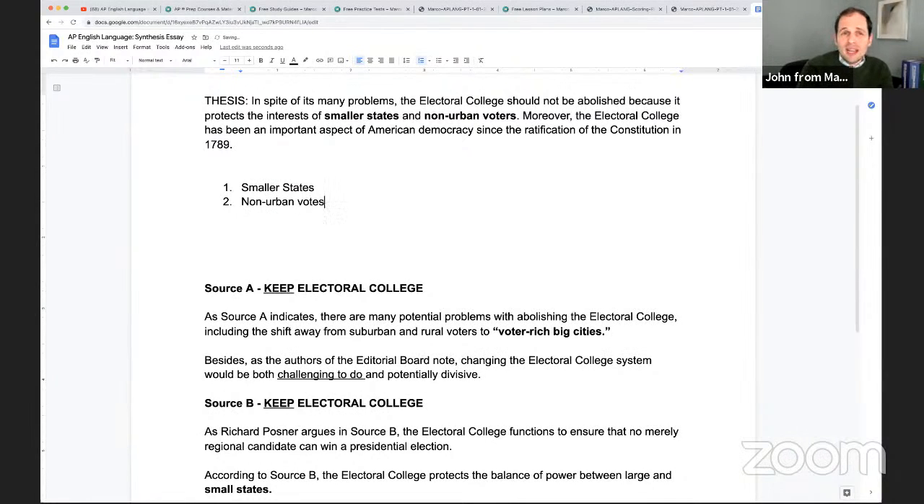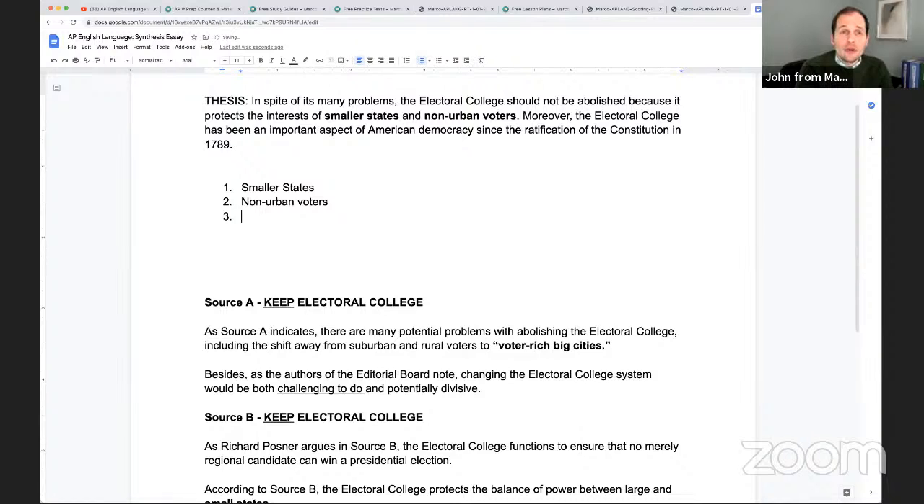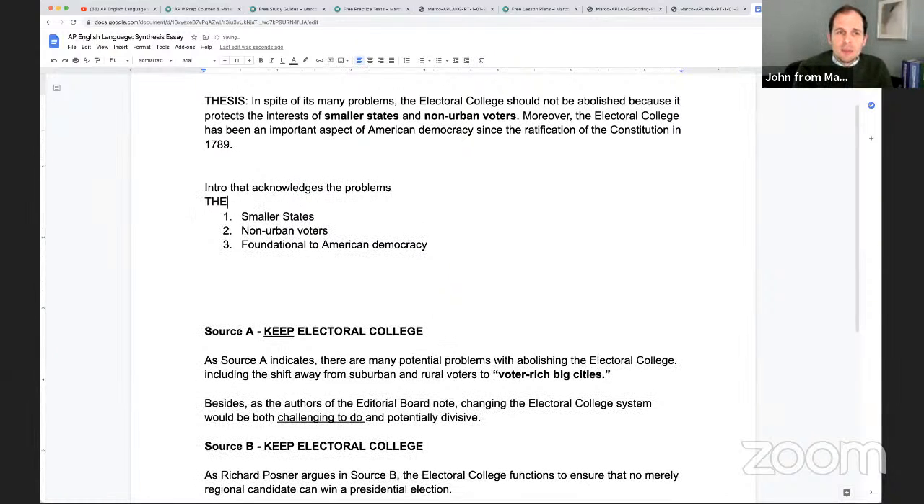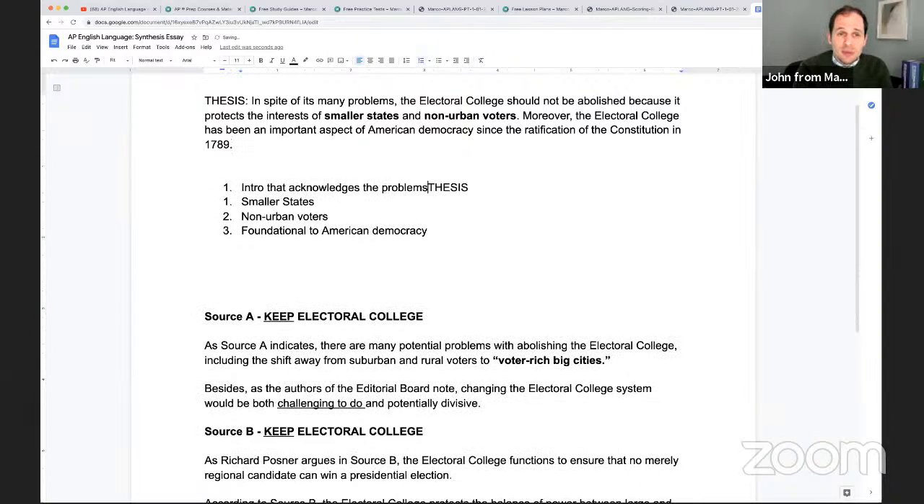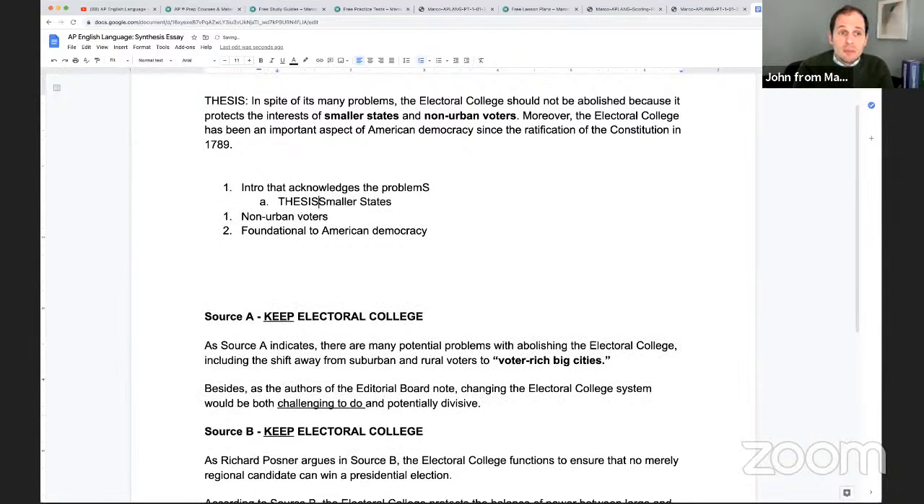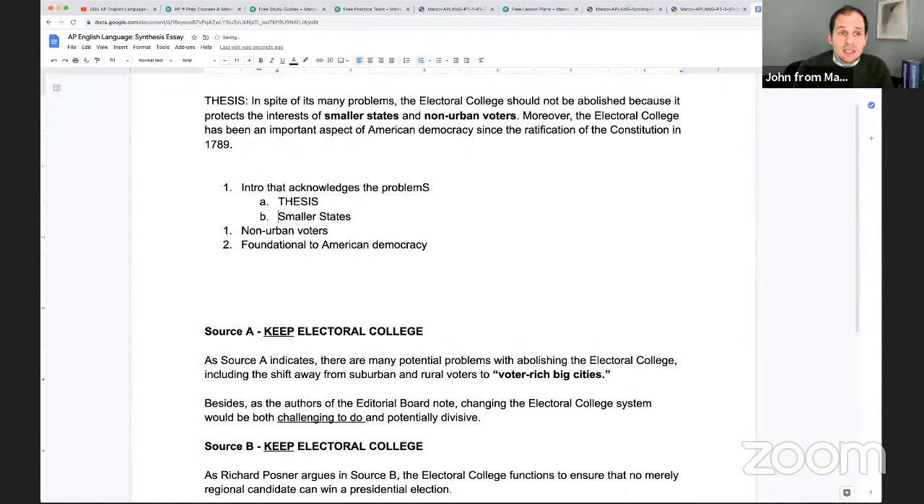And that might not work as a second paragraph, but I'm going to try. And third, foundational to American democracy. I'm going to start with an intro that acknowledges the problems right out of the gate. That's very sophisticated. I'm going to plot my thesis in there. I'll make sure that it's obvious to my reader where that thesis is. And then I'm going to go through my smaller states.